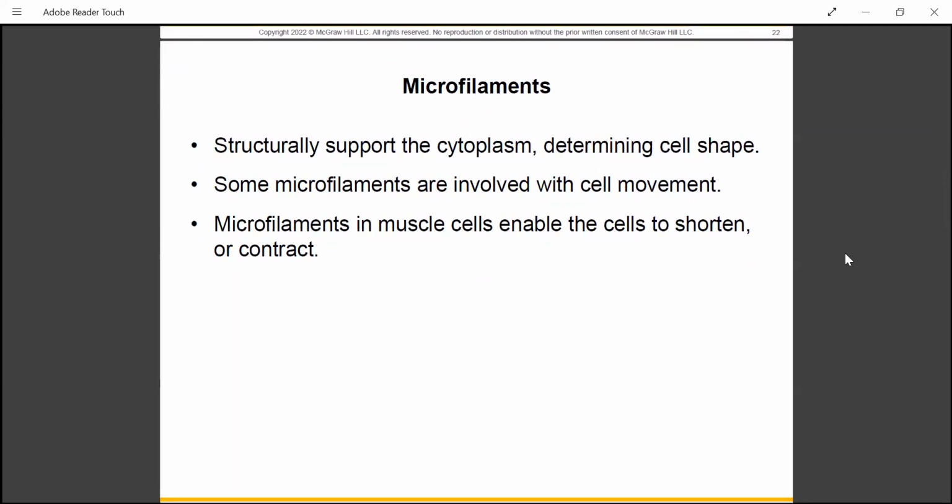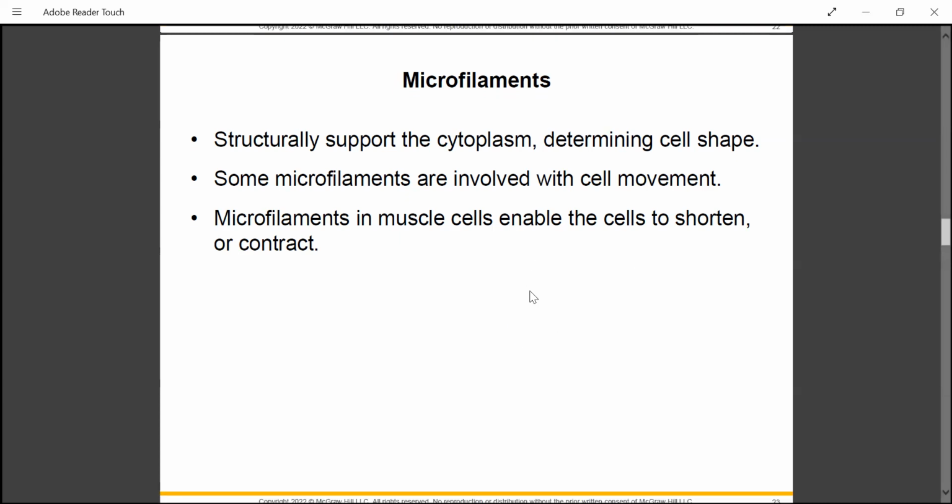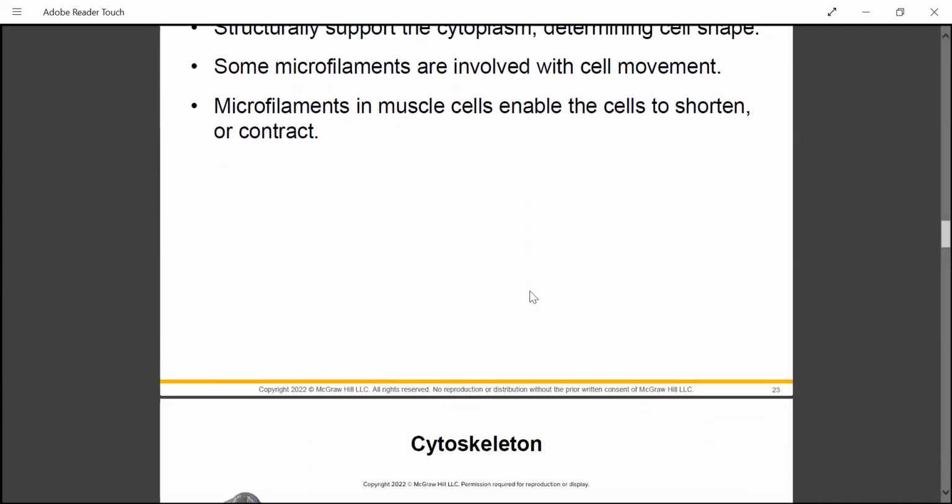Microfilaments also give structure and support to the cytoplasm, and they help determine cell shape. Some microfilaments can be involved with cell movement, projections to help the cell move. And microfilaments in muscle cells enable our cells to shorten or contract. Actin and myosin, the microfilaments, are the ones that are in muscle.